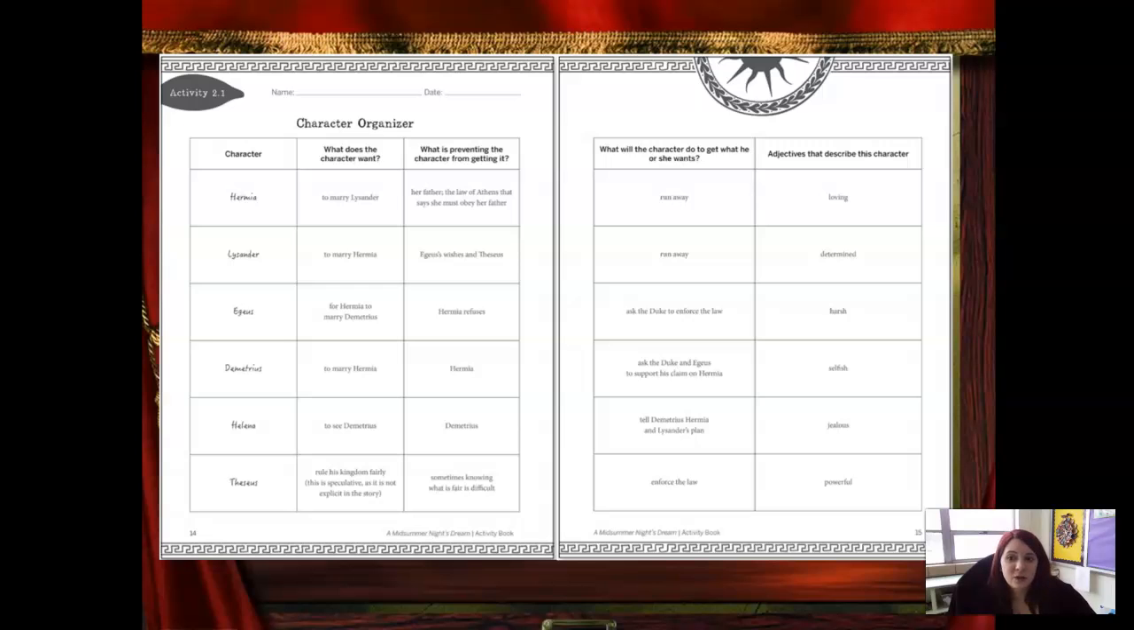So we have some characters that we're learning about. Hermia wants to marry Lysander, and what's preventing her is her family. Lysander wants to marry Hermia, and that's prevented by Aegeus' wishes and Theseus. Aegeus wants Hermia to marry Demetrius, and so on and so forth. Feel free to read through this, even without me going through it, because I know you can read through this and figure out what the character wants. So Hermia also, she's planning on running away, and what would describe her as a character would be loving. So this is a good example of the characters that we're meeting in this play.